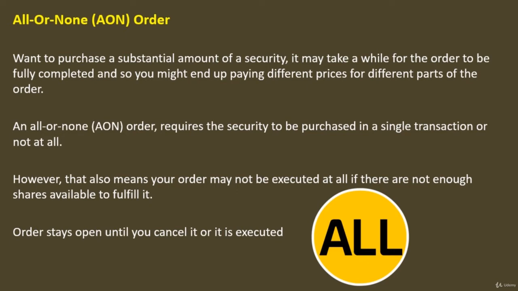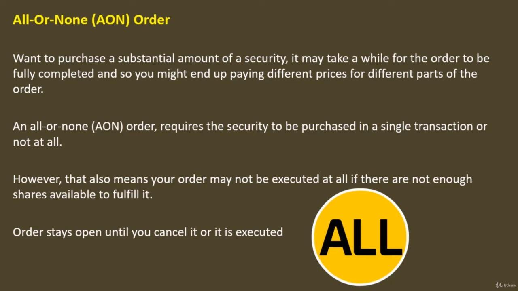I'm going to buy the substantial amount all at once, or the order is not going to be executed. And that's what can be the downside of it. However, that also means your order may not be executed at all if there are not enough shares available to fulfill it all in one time. So your order will stay open until it's canceled or it's executed. That's one thing too with all or none orders.